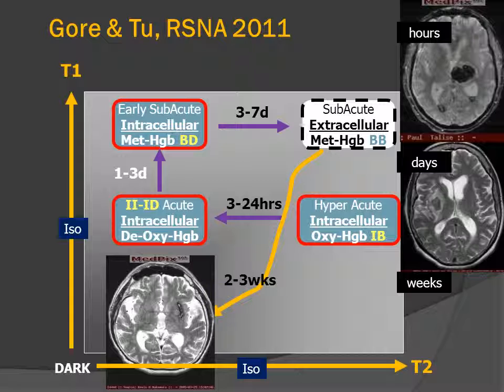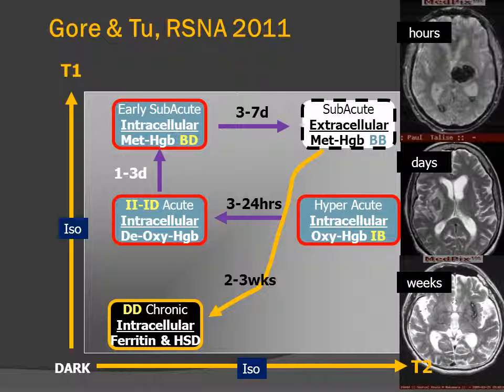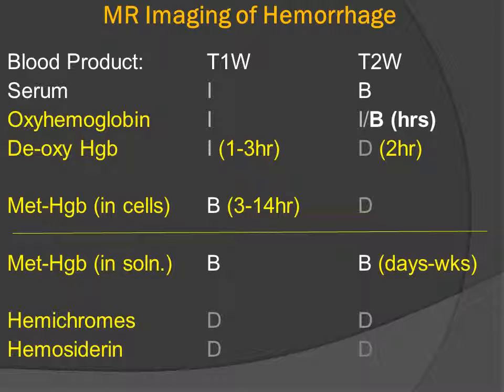Wait several weeks, and macrophages, scavenger cells, will come in to pick up the blood products of ferritin and hemosiderin. And once again, we now have an intracellular blood product. And the intracellular ferritin and hemosiderin are going to be dark on T2 and T2 star images and maybe slightly hypointense to isointense on the T1 weighted image. So we have this very complex two-column multiple row chart showing the pattern of changes of signal intensity over time on T1 and T2 weighted images.